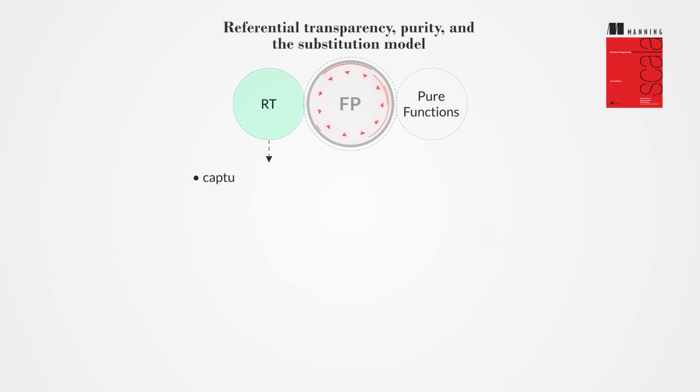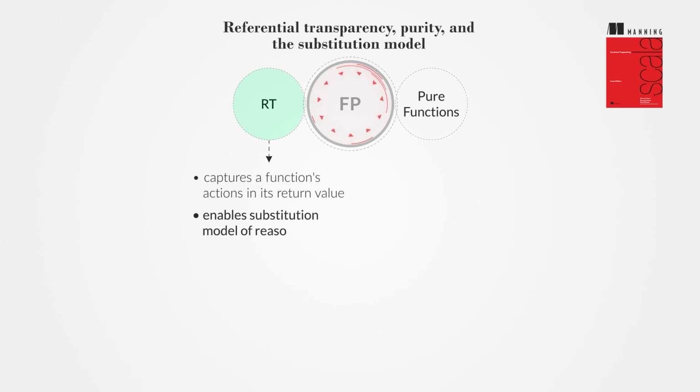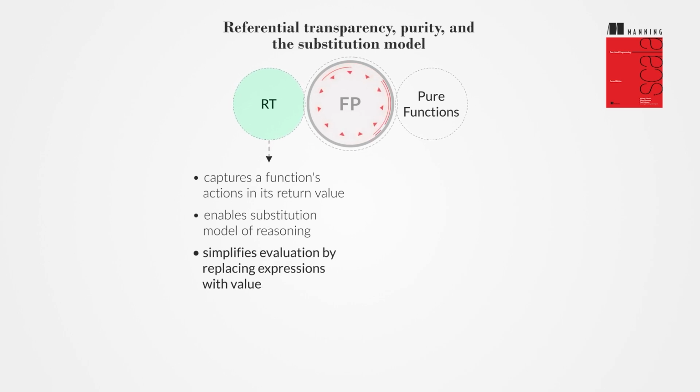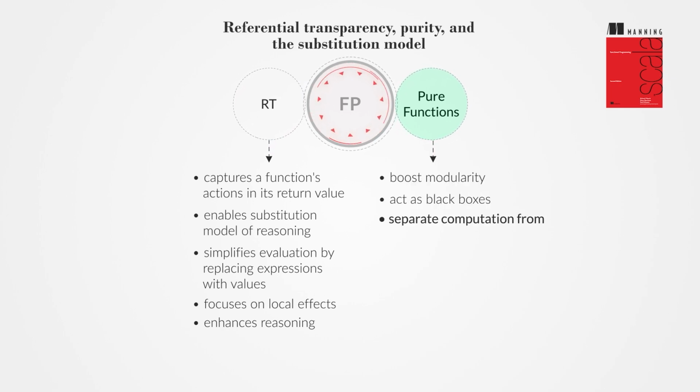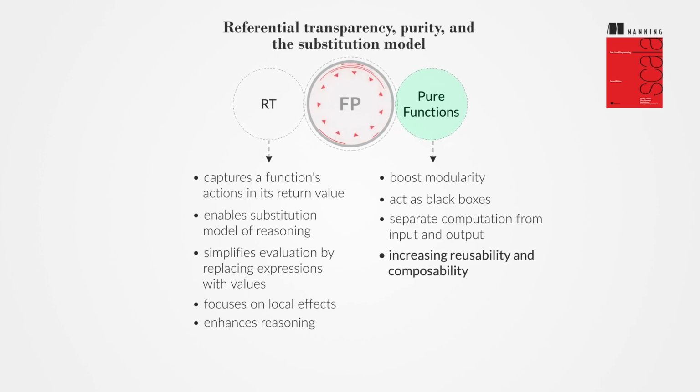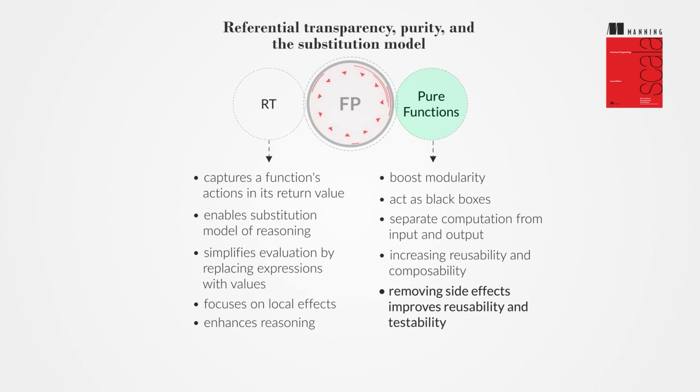RT ensures a function's actions are fully captured by its return value, allowing for the substitution model of reasoning, which simplifies program evaluation by replacing expressions with their values, focusing on local expression effects and enhancing code reasoning. Purity in functions boosts modularity, as pure functions act as black boxes, separating computation from input and output, increasing reusability and composability. In the buy coffee example, removing the payment processing side effect improved the function's reusability and testability.